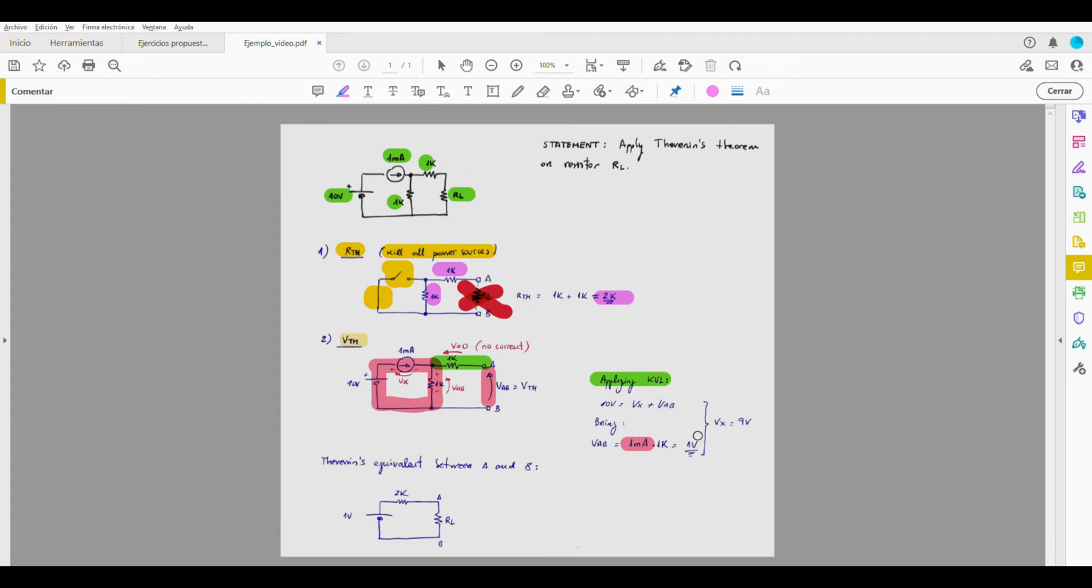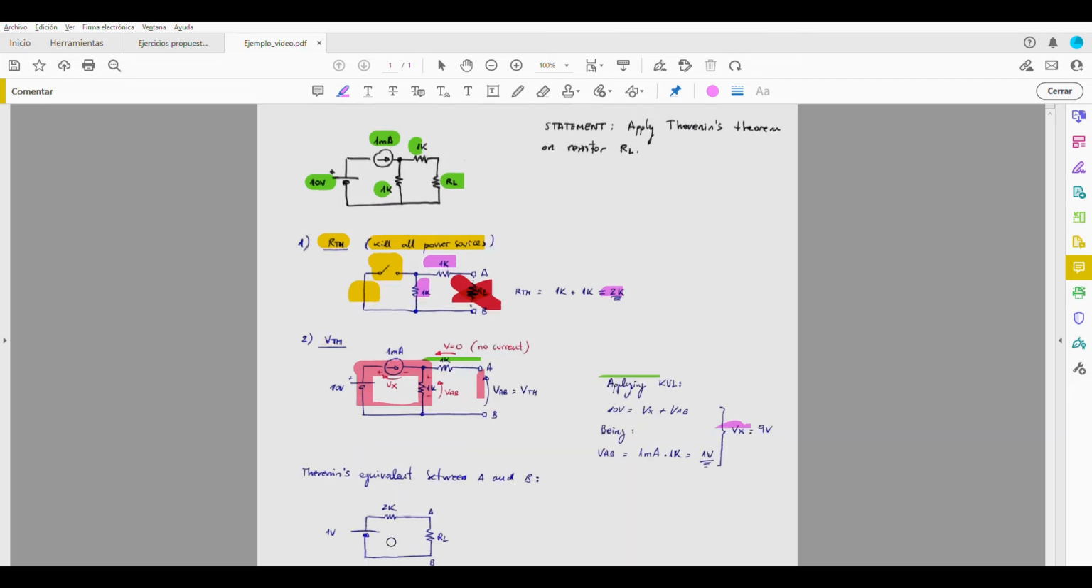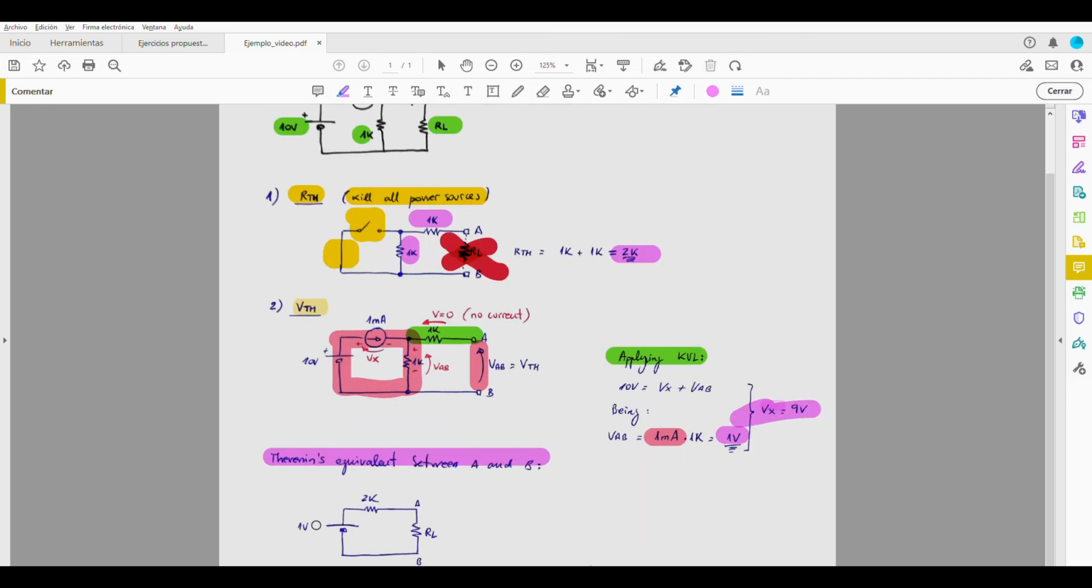Okay, 1 volt. If we have 1 volt between A and B, then in the current source, it's not mandatory to calculate it, but we can say that we will have 9 volts, the difference between 10 and 1. So the final Thevenin's equivalent circuit between points A and B is this one. We have here Thevenin's voltage, 1 volt, Thevenin's resistance, 2K, and the load resistance.